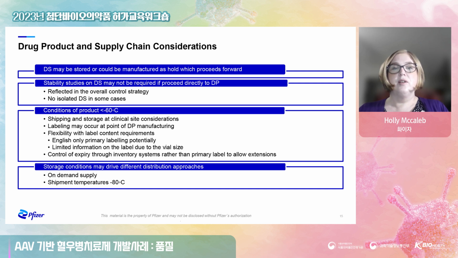Flexibility is needed with label content requirements due to the vial size, and expiry is controlled through inventory systems rather than primary labels to allow extensions without thawing the vials to relabel. On-demand supply and frozen shipping temperatures require unique supply chain considerations compared to other types of biologics.